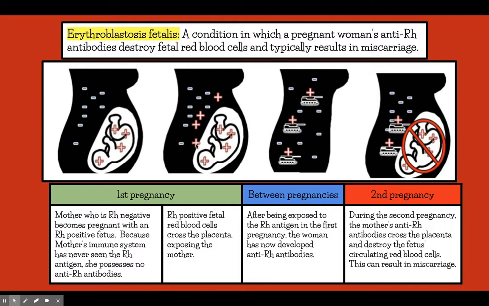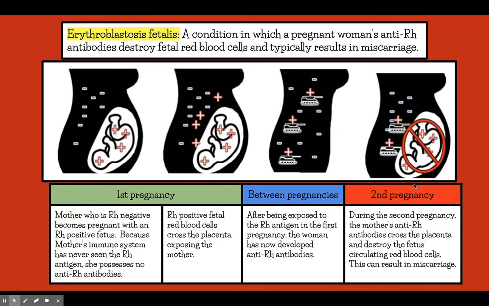Baby's red blood cells cross the placenta, exposing mom to the Rh antigen. Mom's immune system says, wait, I have never seen that Rh antigen before. That must be bad news. I'm going to start making antibodies against the Rh antigen. First baby was fine. First baby was delivered.